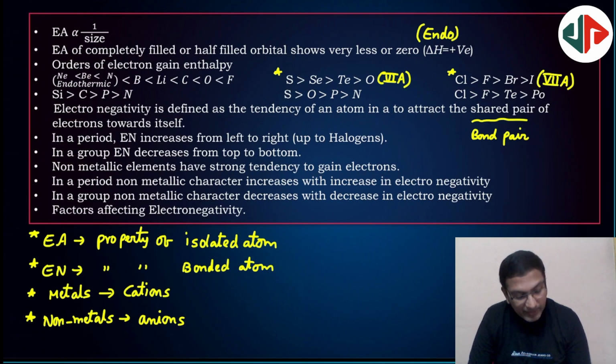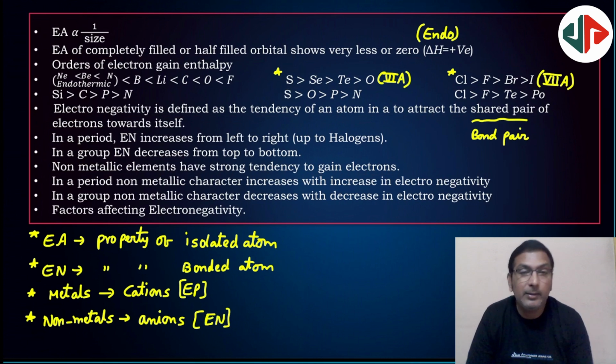So metals forming cations means electropositivity. Non-metals forming anions means electronegativity. Non-metals are more electronegative, metals are more electropositive. Therefore, they are forming cations. Metals, cations, non-metals, anions. In a period, non-metallic nature increases with increase in electronegativity. So, from left to right, electronegativity increases. Therefore, non-metallic nature increases. In a group, non-metallic nature decreases due to decrease in electronegativity.